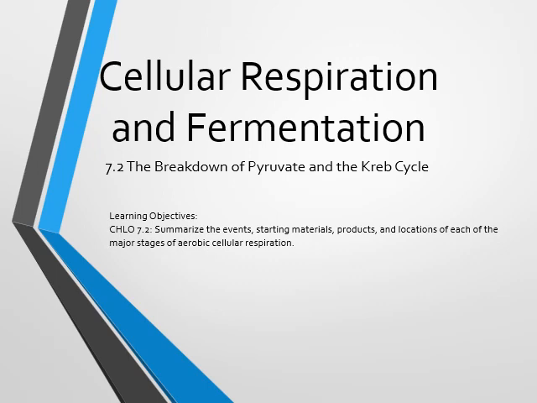We're moving on to step 2 and step 3, the breakdown of pyruvate and the Krebs cycle. We've already covered what cellular respiration is. We've discussed aerobic versus anaerobic reactions, and that cellular respiration is an aerobic process requiring oxygen. We discussed how glucose is a simple sugar. It can be broken down systematically.